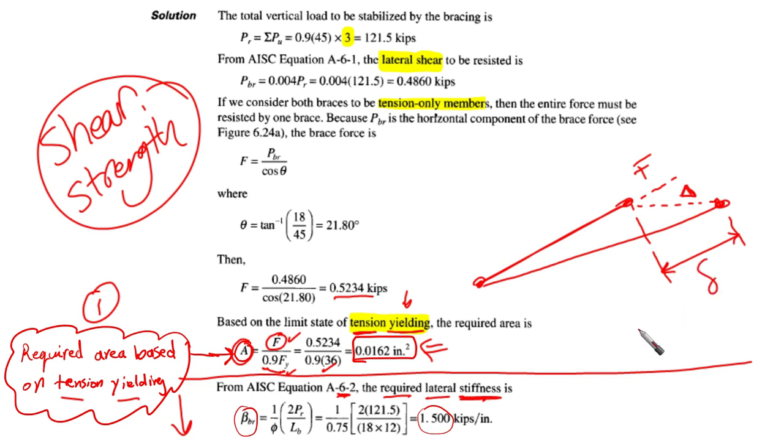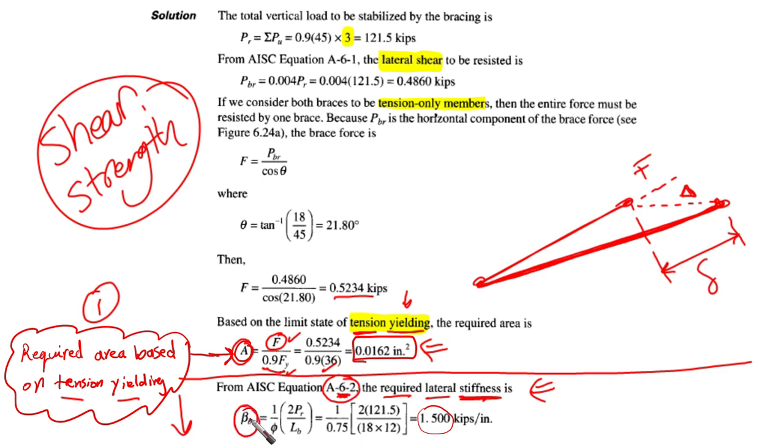So we need to know, based on the required lateral stiffness according to AISC equation A-6-2, how much we should provide, or what area should be required for this diagonal member in order to maintain this required lateral stiffness. So from equation A-6-2, if you do not know this equation, please revisit the previous video.